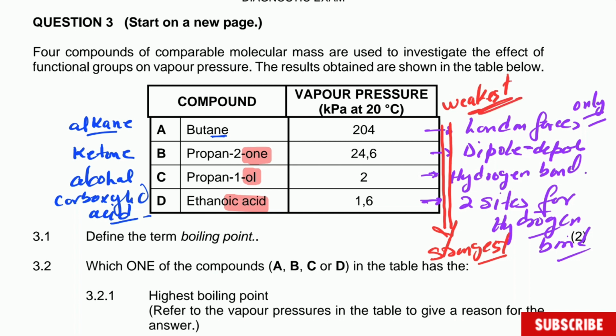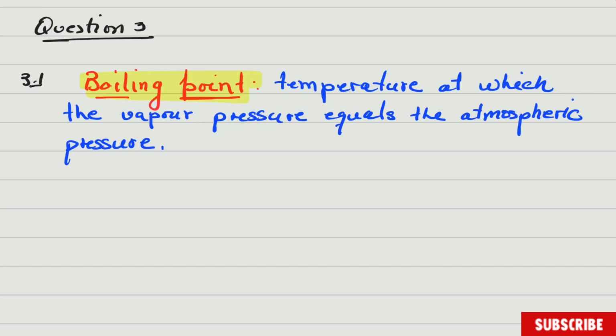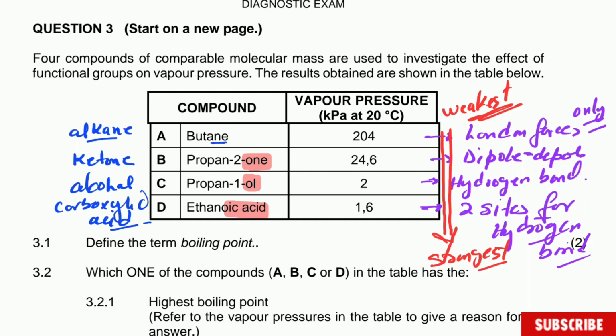Alright, so that is before we go there. Question 3.1, define the term boiling point. So, what is boiling point? It's the temperature at which the vapor pressure equals the atmospheric pressure. Guys, this is a definition you have to learn by heart as it is here. Nothing to say about that one. You do have to learn it, and it has a high probability of being asked in the exam. Let's go to question 3.2.